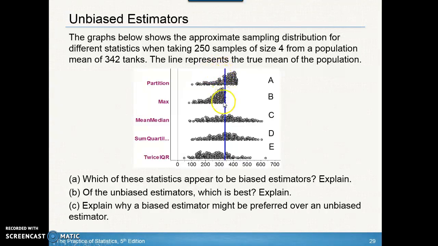This line represents the true mean of the population. Take a look at these. Which of the statistics appear to be biased estimators? Which are unbiased estimators? And explain why a biased estimator might be preferred over an unbiased estimator in this particular case.